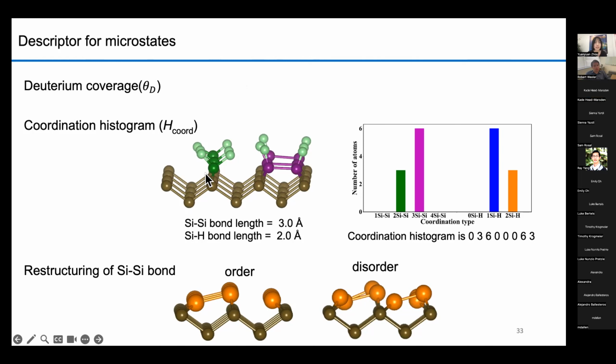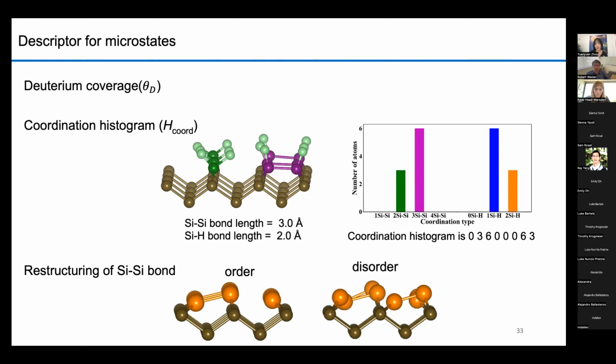For instance, for these configurations, in the top silicon layer there are 3 dark gray silicon atoms, each coordinated with 2 other silicon atoms and 2 hydrogen atoms, and 6 purple silicon atoms, each coordinated with 3 other silicon atoms and 1 hydrogen atom. The coordination histogram for this configuration is 0360063. And if the silicon dimer bond always forms on the same side, then it is defined as an ordered phase.